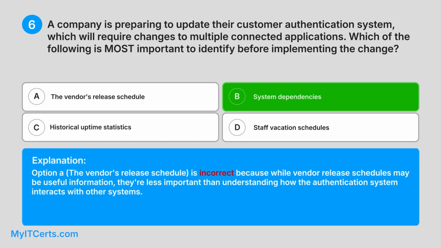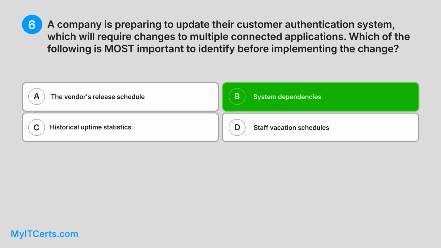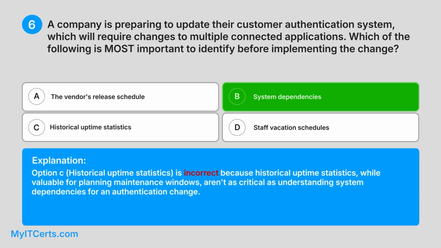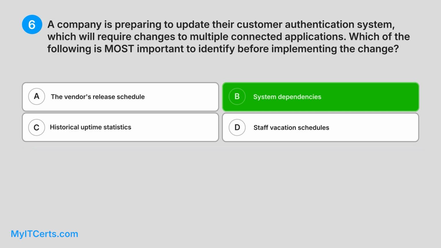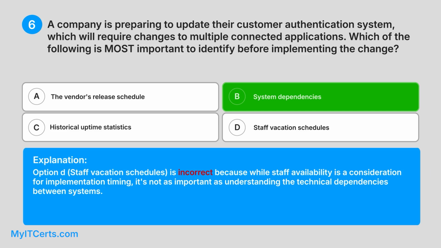Option A, the vendor's release schedule, is incorrect because while vendor release schedules may be useful information, they're less important than understanding how the authentication system interacts with other systems. Option C, historical uptime statistics, is incorrect because historical uptime statistics, while valuable for planning maintenance windows, aren't as critical as understanding system dependencies for an authentication change. Option D, staff vacation schedules, is incorrect because while staff availability is a consideration for implementation timing, it's not as important as understanding the technical dependencies between systems.